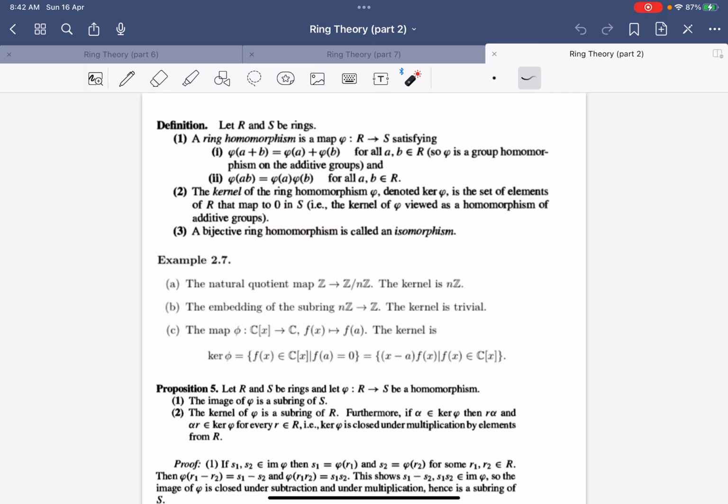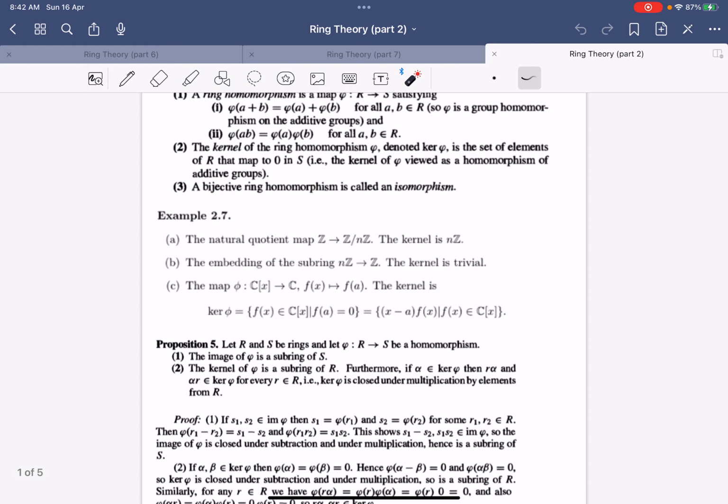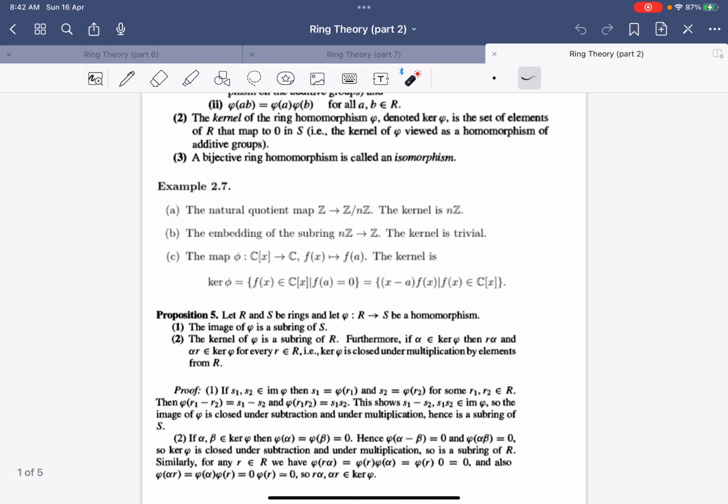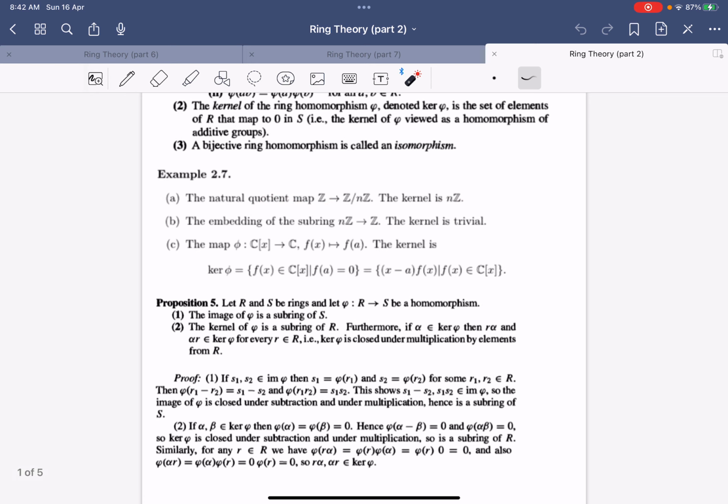And a bijective ring homomorphism is then known as an isomorphism. We can say this is because an inverse of a bijective ring homomorphism is also a ring homomorphism. So then we can now define it to be bijective. It's called an isomorphism. Some examples are over here, and we can see that when we map Z to Z over nZ, the kernel is nZ, so this is a quotient map. We have some other ring homomorphisms such as the embedding.